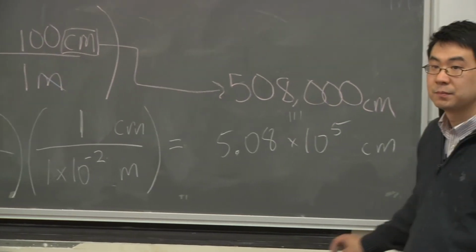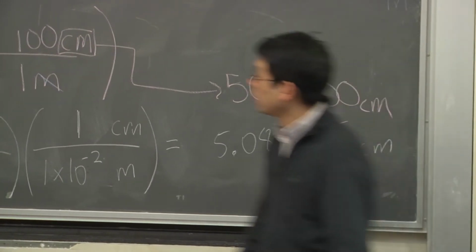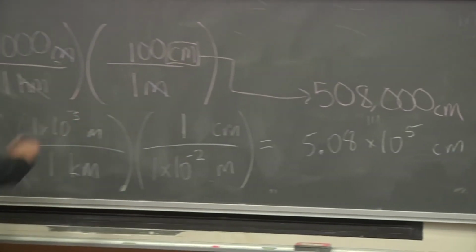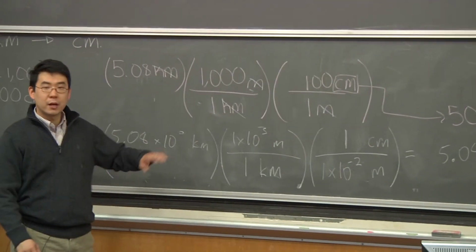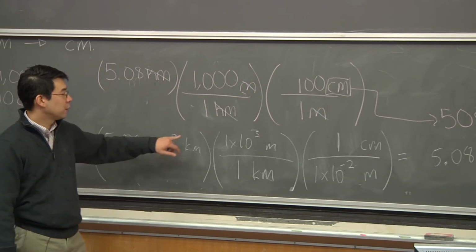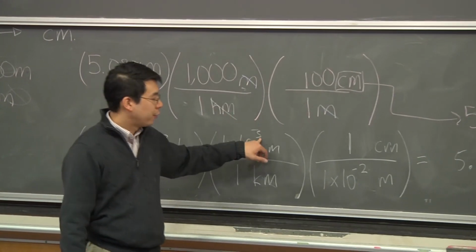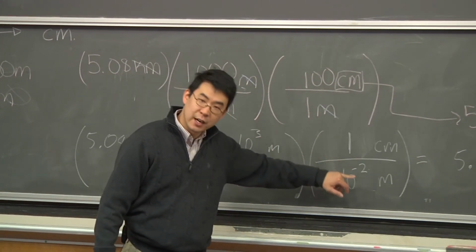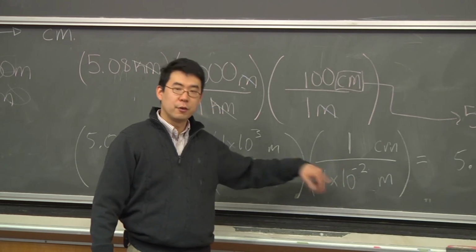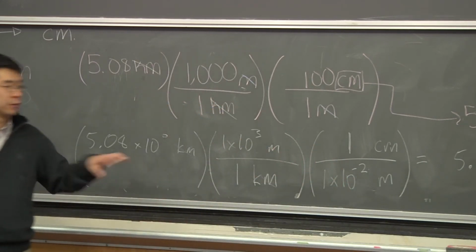Wait, how'd you get positive? Okay, so remember, on the top we add the exponents. On the bottom we subtract. So 0 plus 3 is 3. Then 3 minus negative 2 is the same as 3 plus 2, which gives me 5.